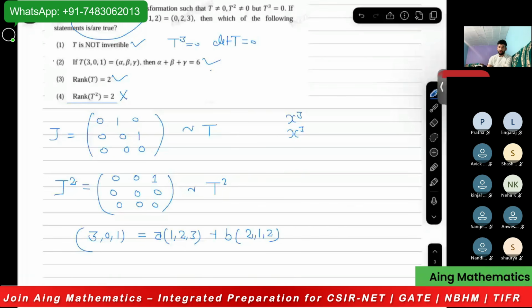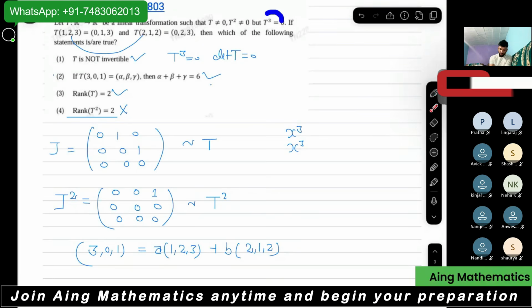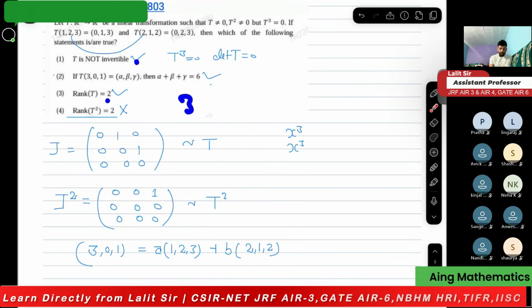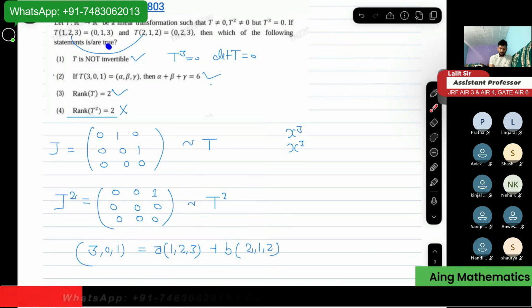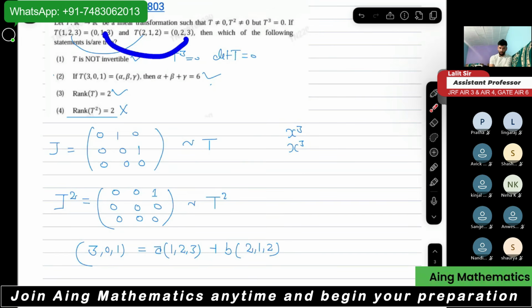So try to utilize all the information which is given to you. It is given that T is a nilpotent operator, so it cannot be invertible, right? The first option is very clear. So we want to know about the rank. So rank cannot be 3 because T is not invertible. So what can the rank be? It can be 1 or 2 because T is a non-zero operator. And you have to realize quickly that these are linearly independent. So rank must be 2.